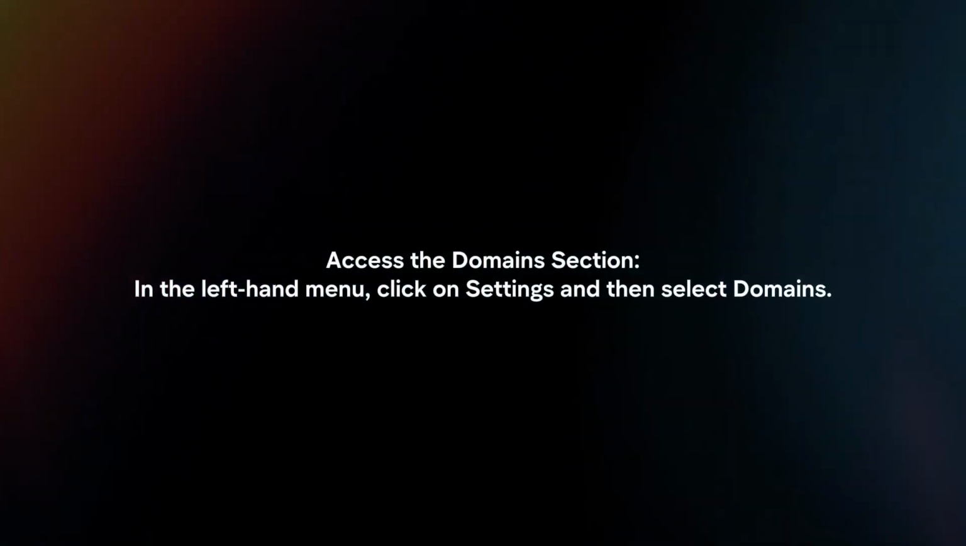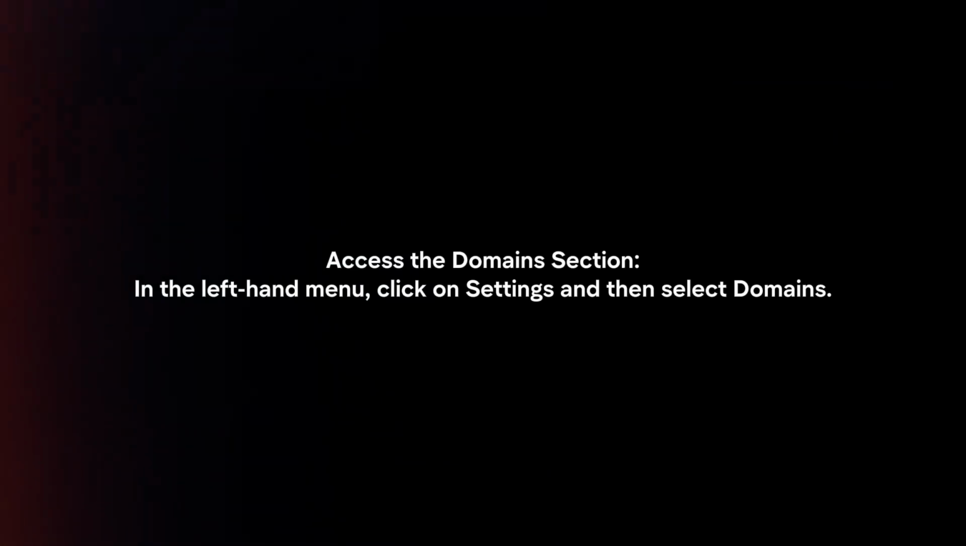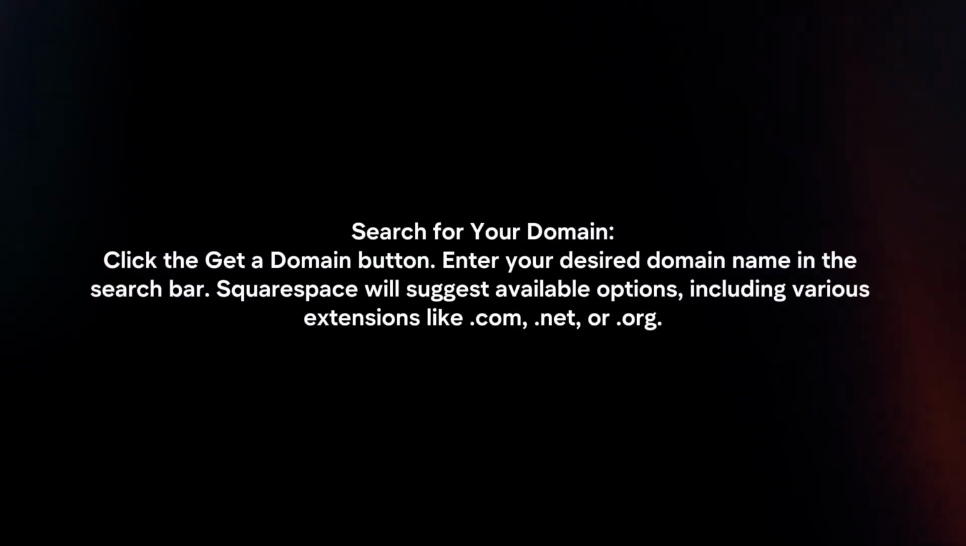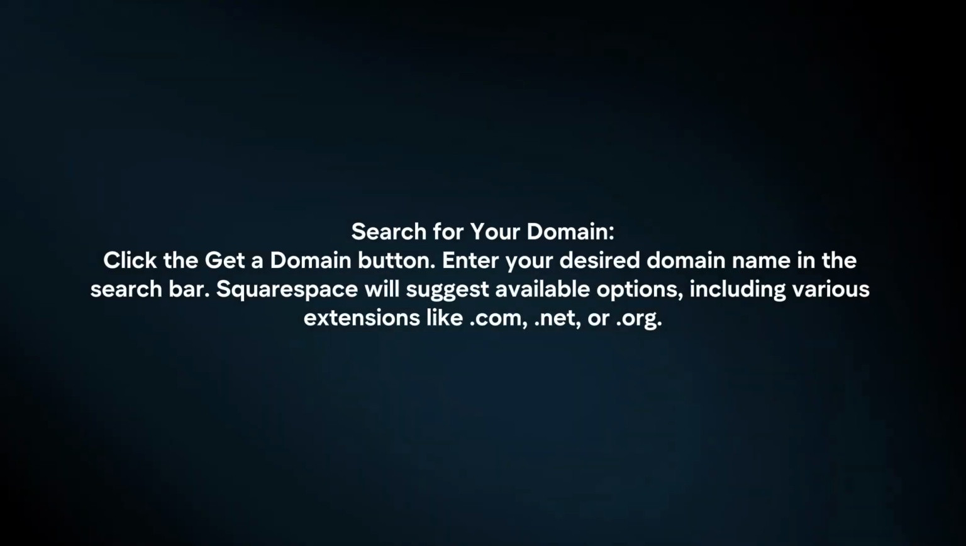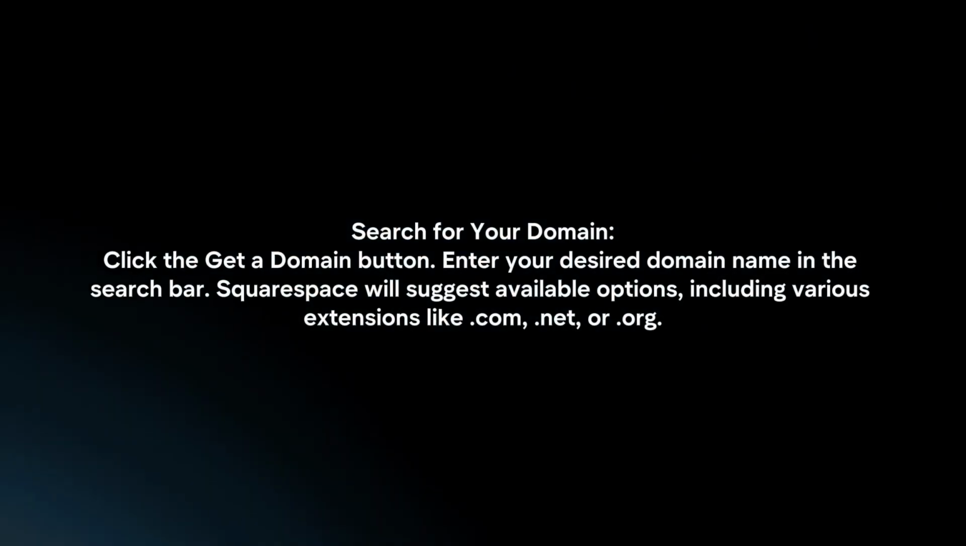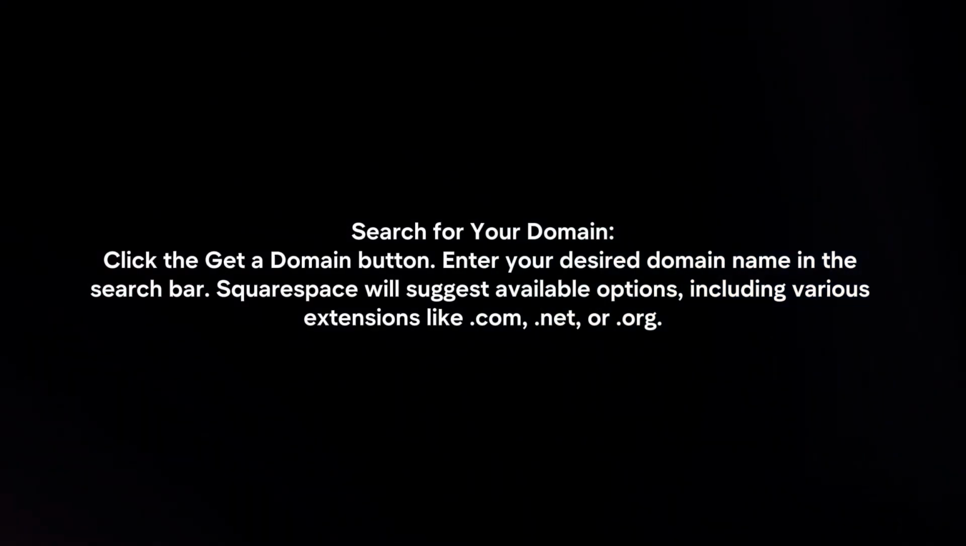Access the domain section. In the left-hand menu, click on Settings and then select Domains. Search for your domain. Click the Get a Domain button. Enter your desired domain name in the search bar. Squarespace will suggest available options, including various extensions like .com, .net, or .org.